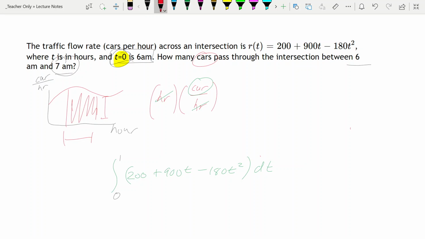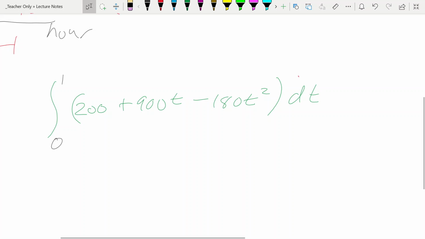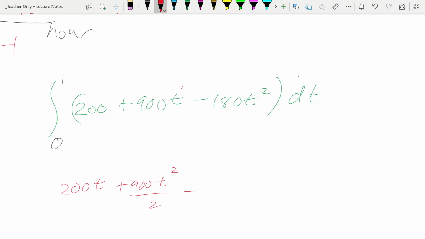A point I always like to make is to make sure the numbers you're putting in your bounds make sense to sub in for t. They should have those units, because after we do the antiderivative, we're going to take those and sub them in. So what does 1 represent? Oh, 1 hour after 6 a.m. What does 0 represent? 6 a.m. It's a time of day. Okay, so we're good. All right, so let's do the antiderivative of this. The antiderivative of 200 would be 200t. The antiderivative of 900t to the first would be t squared divided by 2, minus 180t cubed divided by 3, evaluated from 0 to 1.